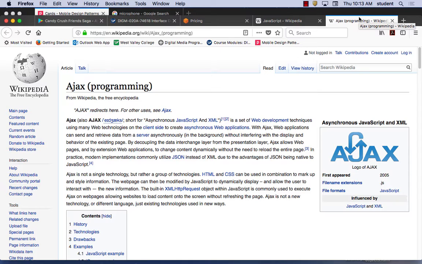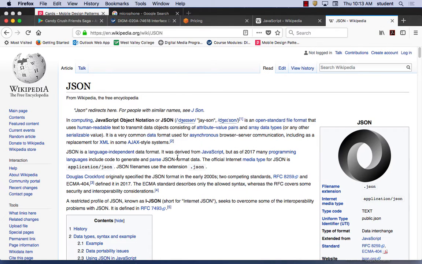And of course, in practice, modern implementation commonly uses JSON instead of XML, which is the way that your JavaScript connects to your database. This is the language. So most websites are using some form of JSON.